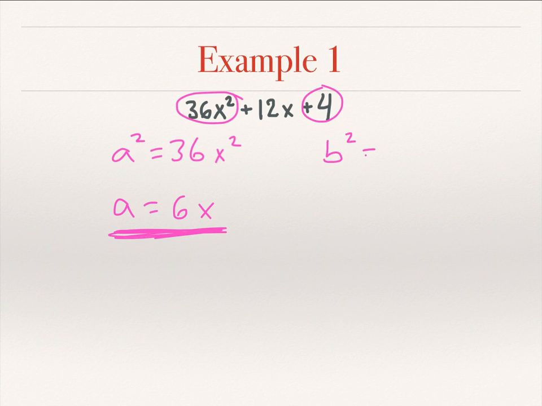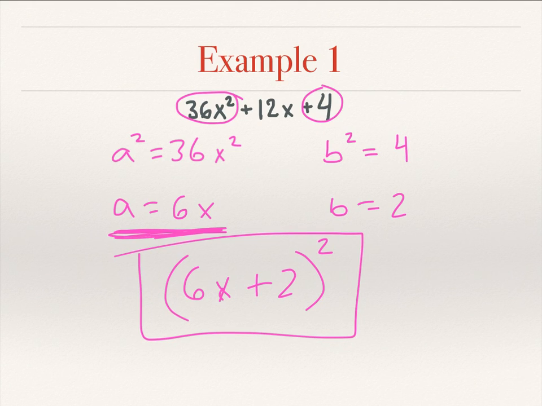Now we do the same thing for b. So b squared is equal to 4. What is just b? 2. Awesome, because 2 times 2 is 4. So now we plug those into our formula. We have our a plus b, so 6x plus 2, squared. And that's our answer.